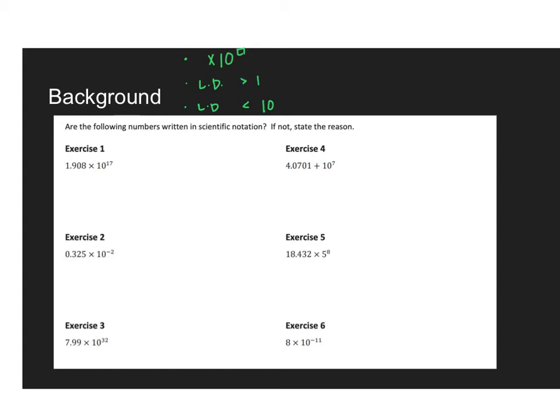So starting with exercise 1. Is this in scientific notation? Well, we do have times 10 to the something. Our leading digit, is it greater than 1? Greater than or equal to 1? I'll actually change that. Yes, it is, 1.908. That works. And is our leading digit less than 10? Yeah, it's 1. So this is written in scientific notation.